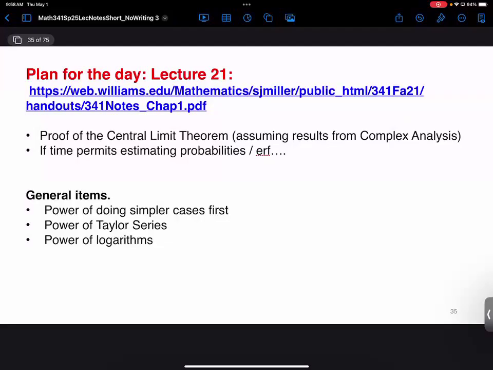As always, whenever you see a product, you should have a Pavlovian response: take logarithms. And the reason is we are just more experienced with adding than multiplying.